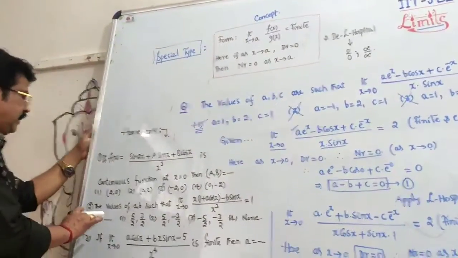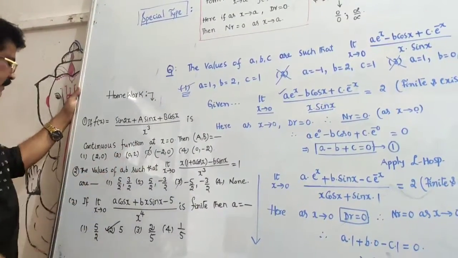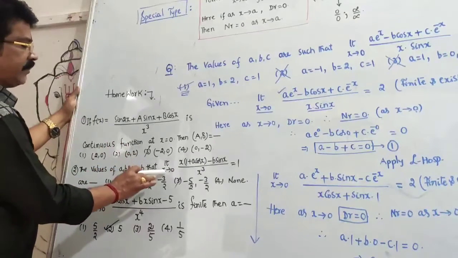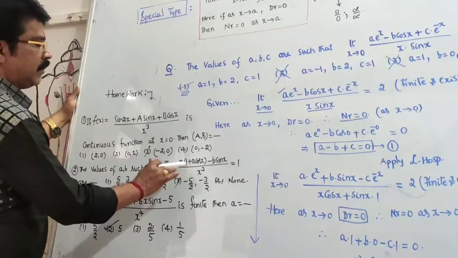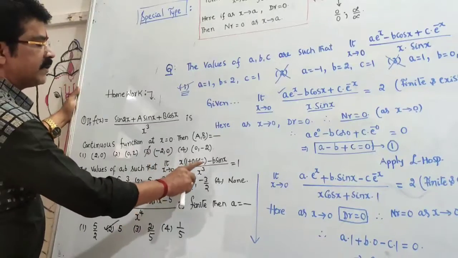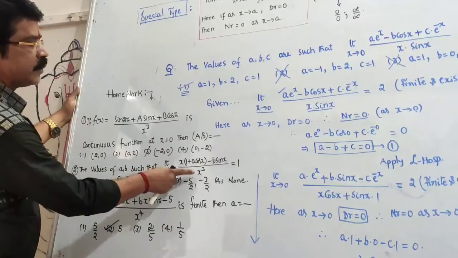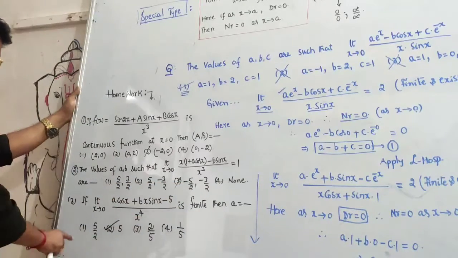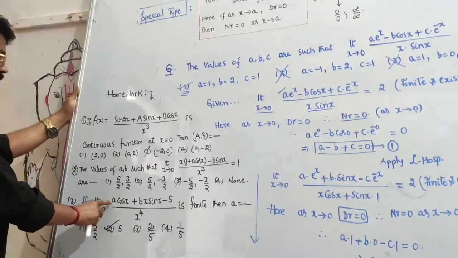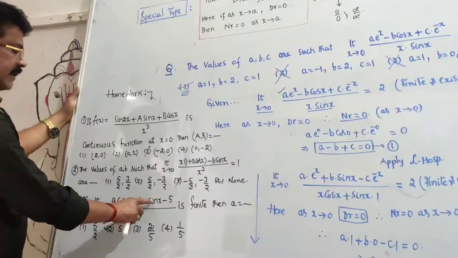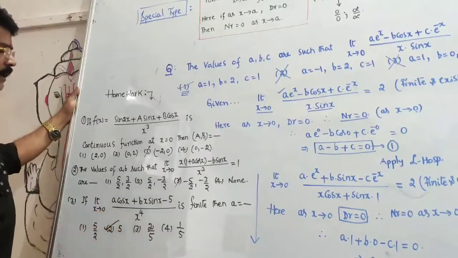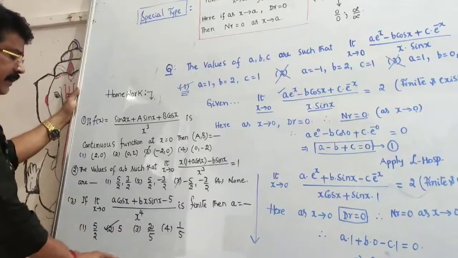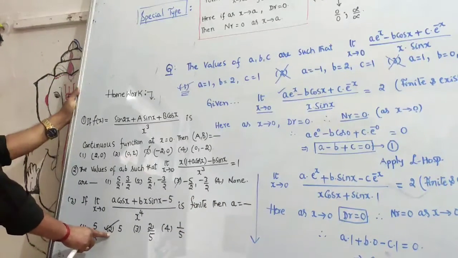Next, 4 options are given. Third option is right. Next, the values of a, b such that limit x tends to 0 of x into 1 plus a cos x minus b sin x divided by x cubed is equal to 1. 4 options are given. Third option is right. Next, if limit x tends to 0, a cos x plus b x sin x minus 5 divided by x to the power of 4 is finite, then a equals dash. 4 options are given. Right answer is the second option.